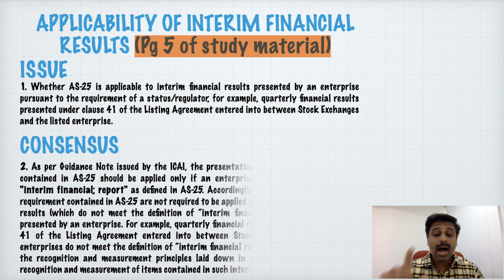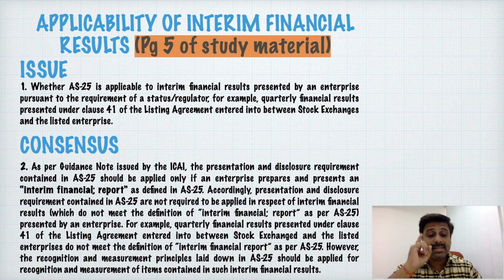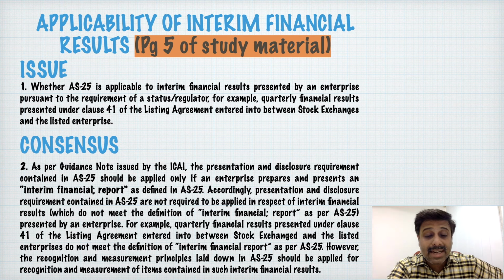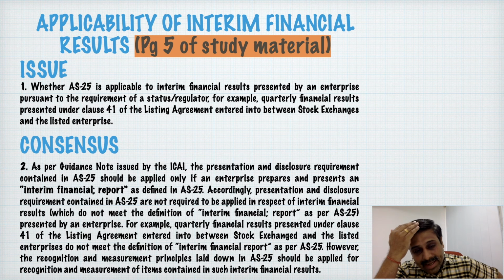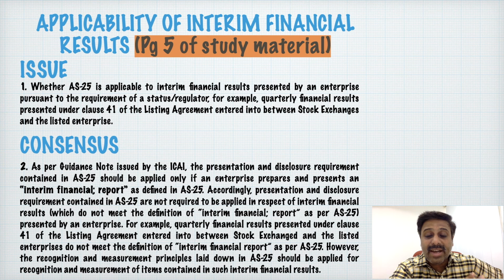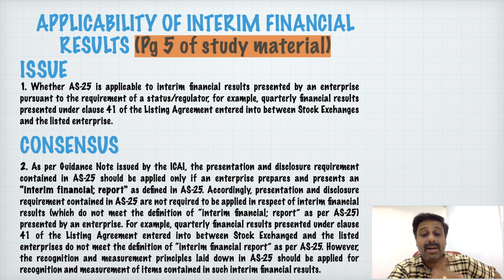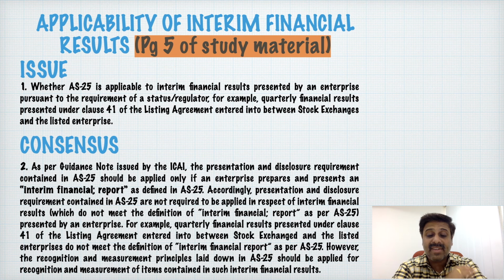That is what the consensus is. Consensus means decision. How is the problem resolved? As per the consensus, the problem is resolved as per the guidance note issued by ICAI: the presentation and disclosure requirements contained in AS 25 should be applied only if an enterprise prepares and presents an interim financial report as defined in AS 25. But here you are not presenting as per AS 25. You are presenting as per clause 41 of the listing agreement. So follow that only. AS 25 will not intervene in that, and you are not disobeying any AS 25 instructions. Accordingly, presentation and disclosure requirements contained in AS 25 are not required.